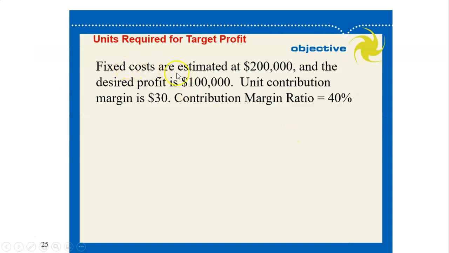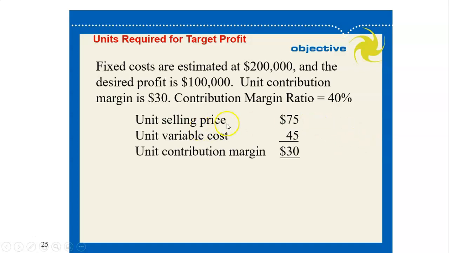So here we have fixed costs estimated at 200,000. The desired profit we want is 100,000. The unit contribution margin is $30, and our contribution margin ratio is 40%. So now we want to calculate our break-even. And we have our unit selling price of 75, unit variable cost of 45, unit contribution margin of 30. So this is how we got that 30. And we took the 30 divided by the 75. That's how we got the 40%.